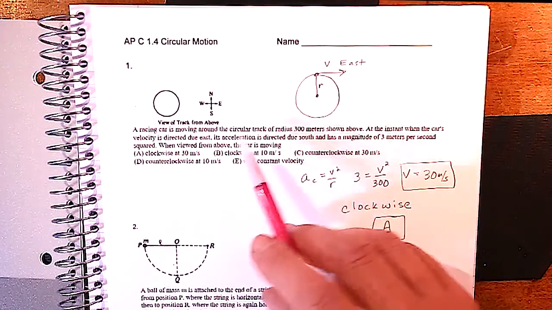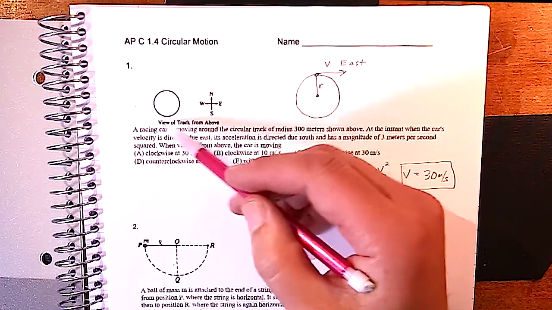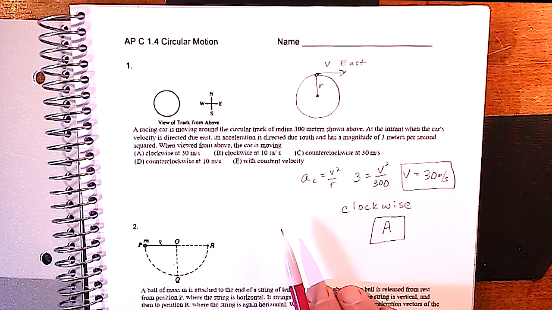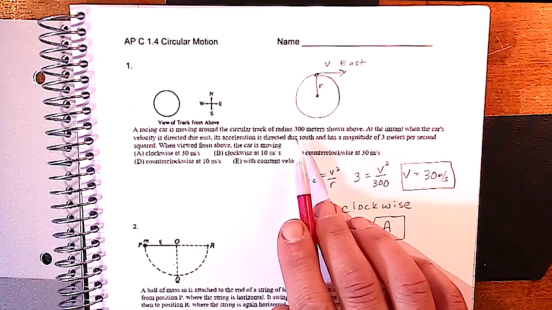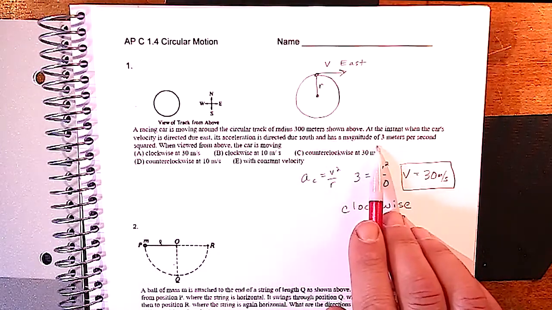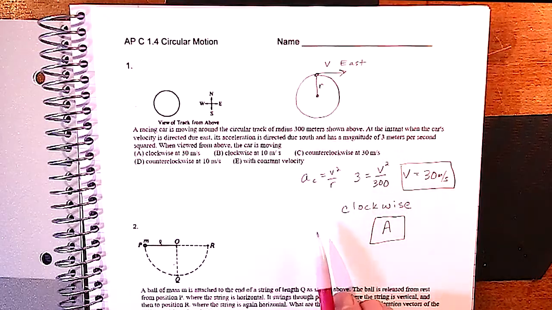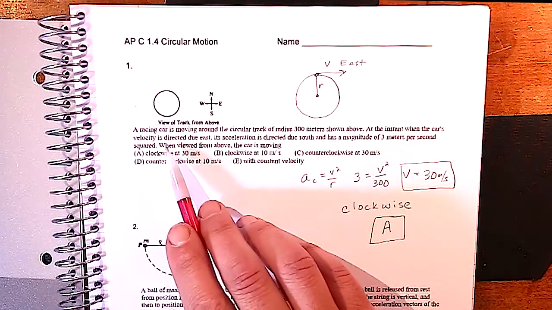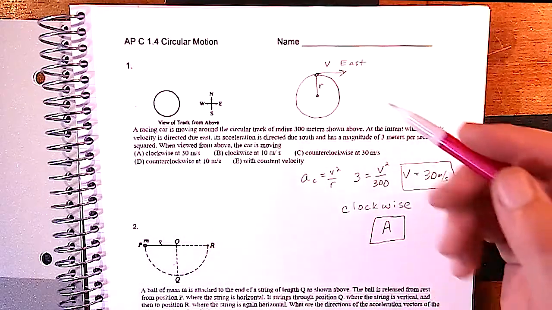In this problem, we have a car that's moving around a track like this, and they give us the radius, and they also give us the centripetal acceleration of 3 meters per second squared. It says at the instant when the car's velocity is directed due east.